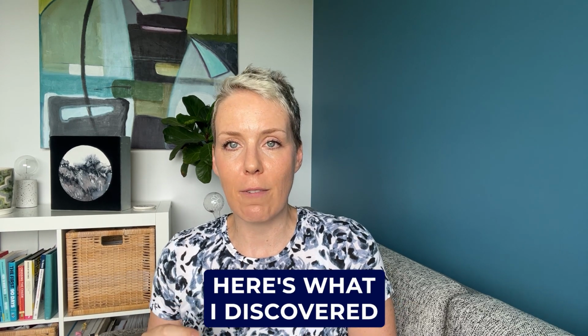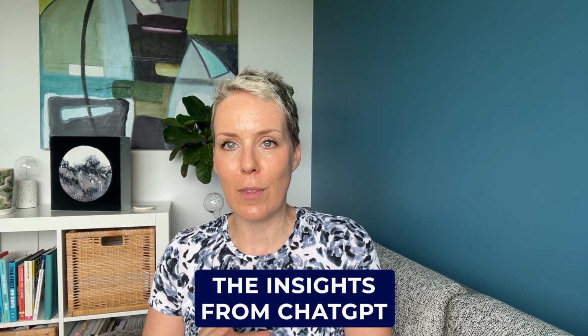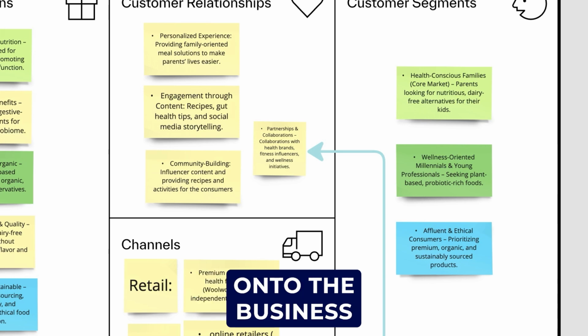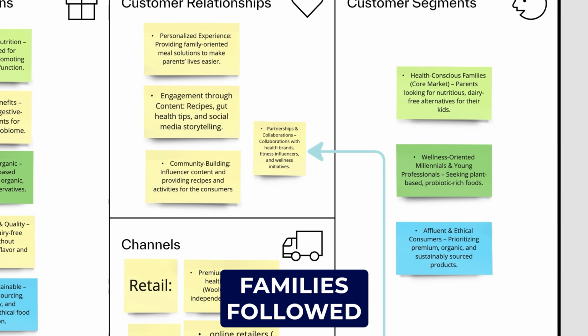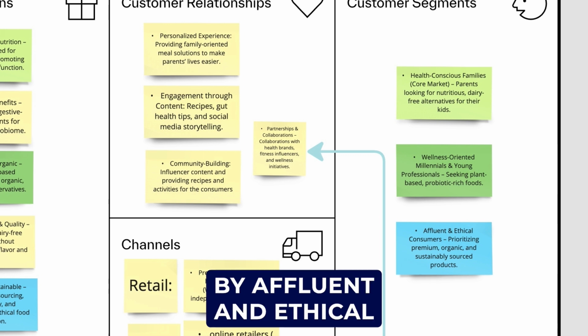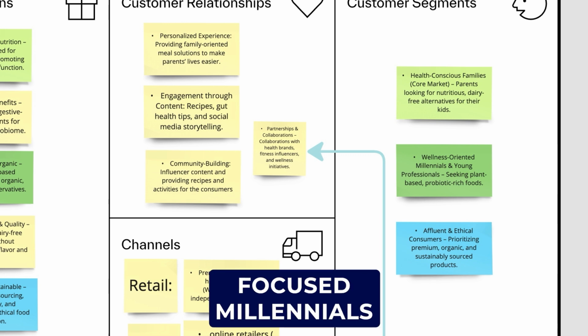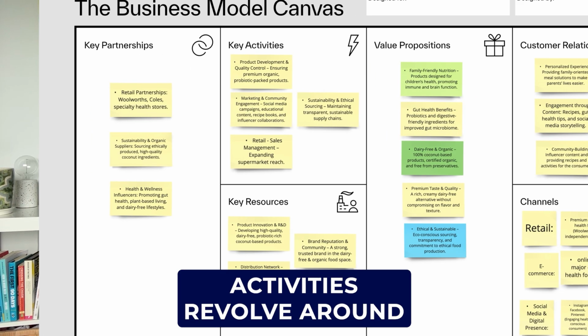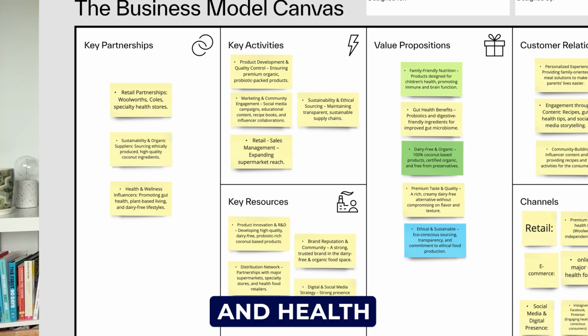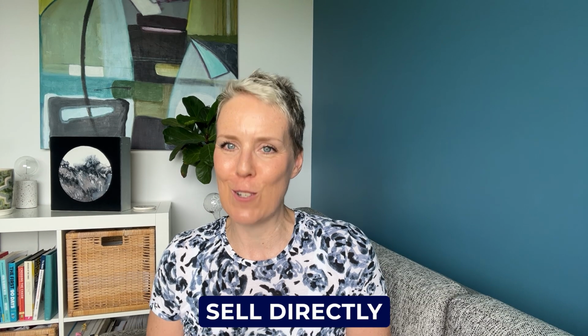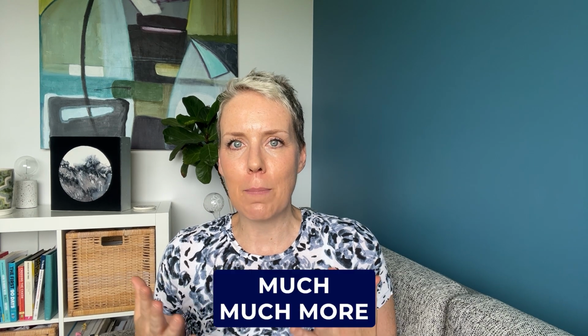Here's what I discovered after mapping the insights from ChatGPT onto the business model canvas. The primary target market are likely health-conscious families, followed by affluent and ethical consumers and health-focused millennials. Their key activities revolve around content marketing, influencer partnerships, and health-driven messaging. They rely on retail or grocery distribution and don't sell directly through their website. And of course, I discovered much, much more.